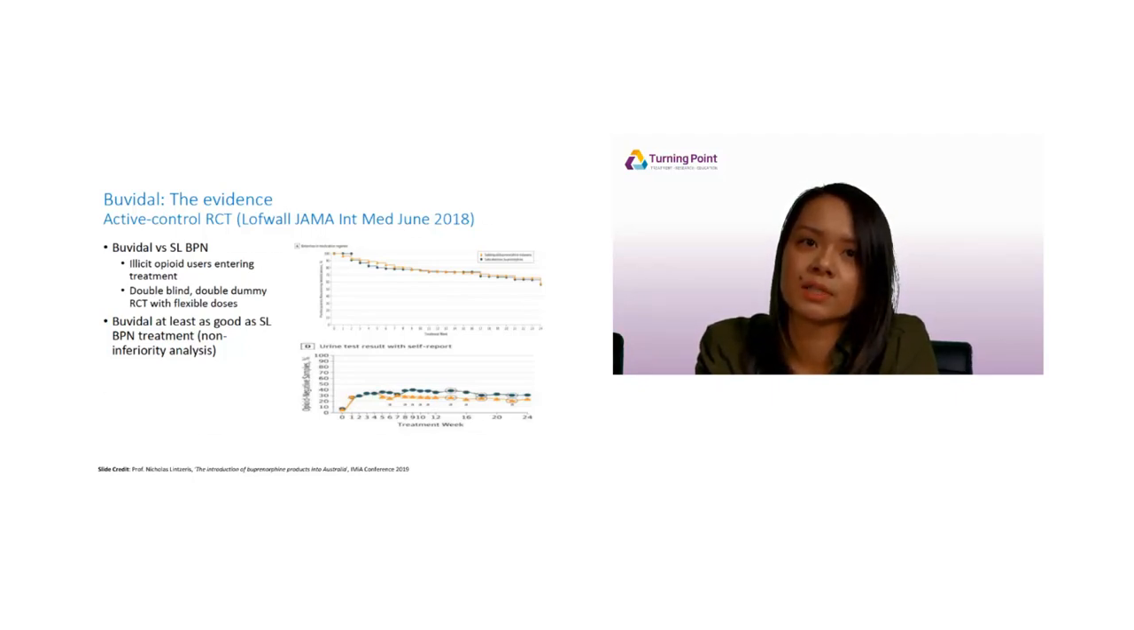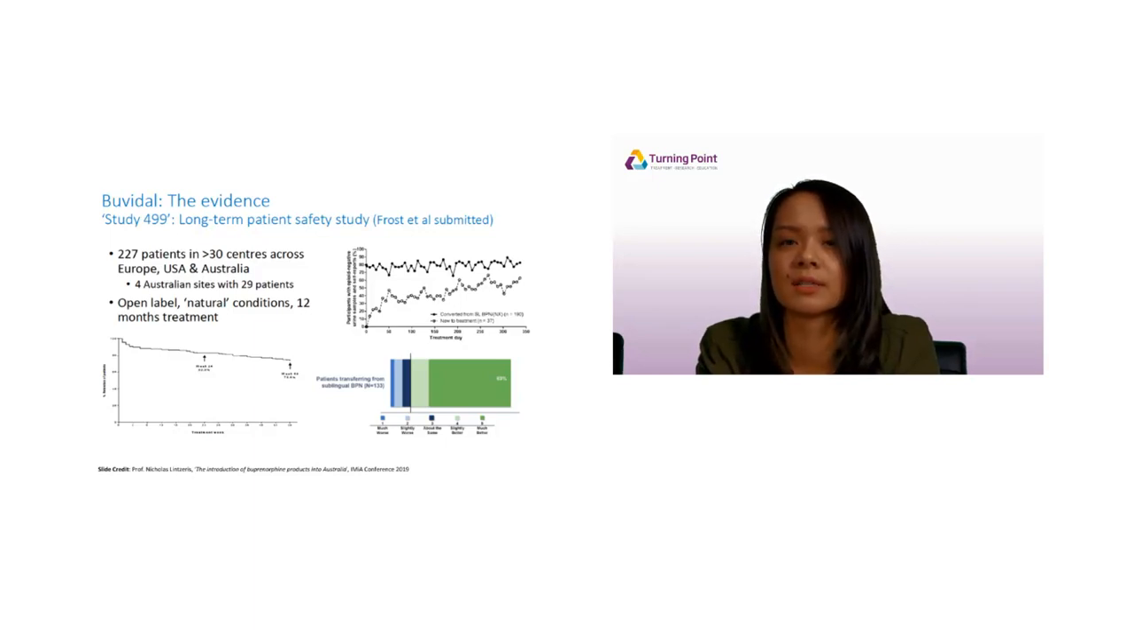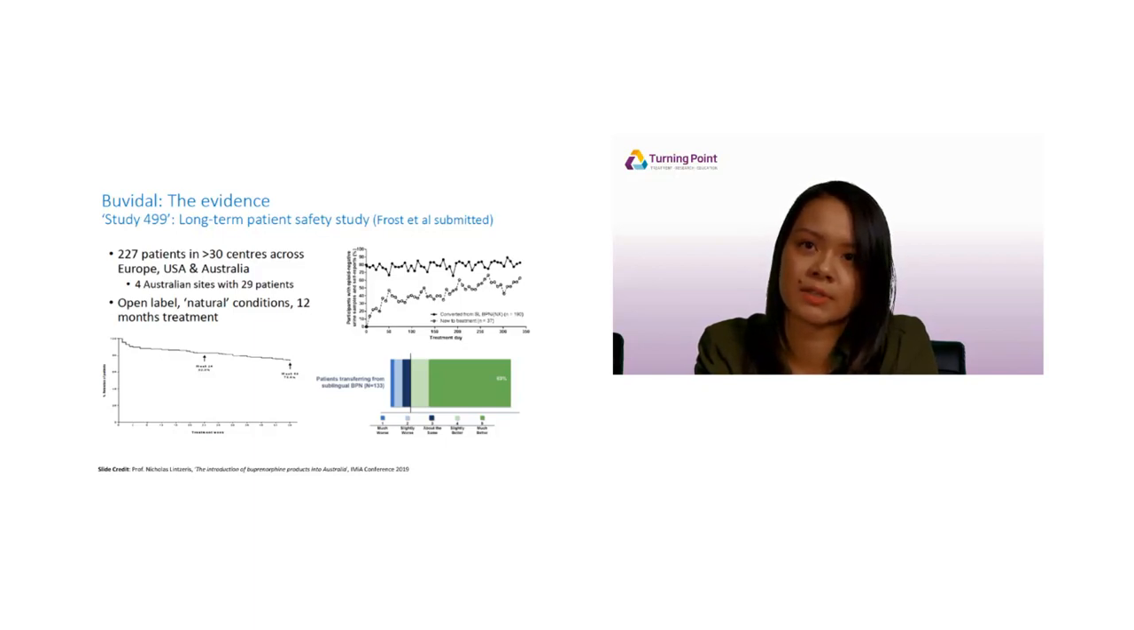Looking at study 499, which is a study of long-term patient safety with Buvidal, there were over 227 patients in over 30 centres across Europe, USA and Australia examined, including 4 sites in Australia with 29 patients. This was an open-label natural condition study of 12 months of treatment, and I think the interesting thing to see from this study, looking at that diagram on the right in the bottom corner, was that 83% found the injectable form of buprenorphine much better than the sublingual buprenorphine that they transferred from. And then that diagram shows that for people who are on sublingual buprenorphine, the number of opioid negative urine drug screens were sustained, and then for people new to treatment on the Buvidal injections, it increased over the course of the study.